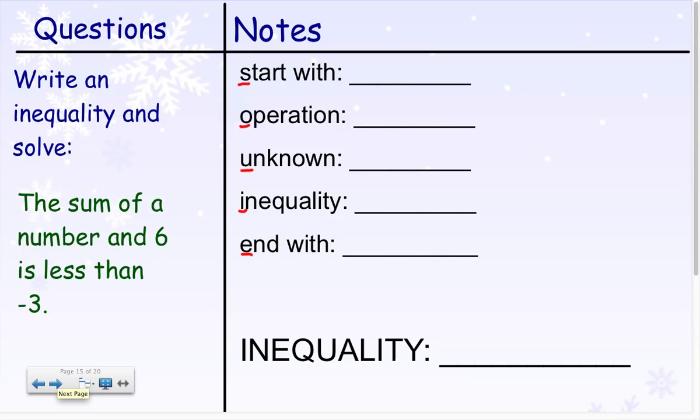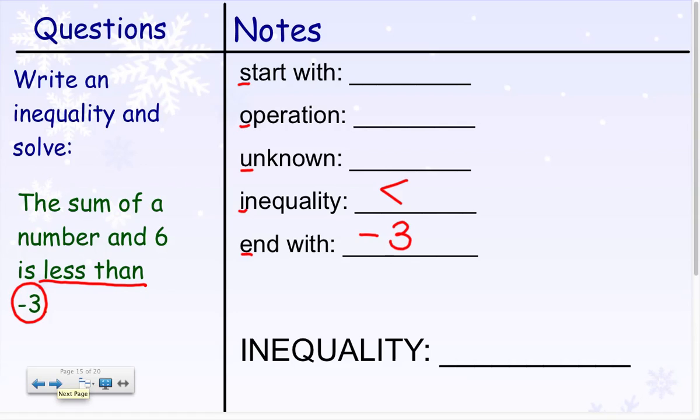So here are some of the easy parts of SOUIE. One of the easy parts is the inequality. So let's look at this problem and find our inequality. The sum of a number and 6 is less than. So I'm going to put a less than symbol next to my inequality. My end with is normally the last number in my problem. So in this case, that is -3.